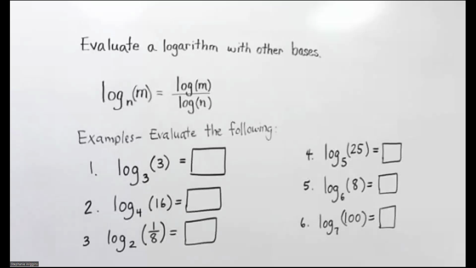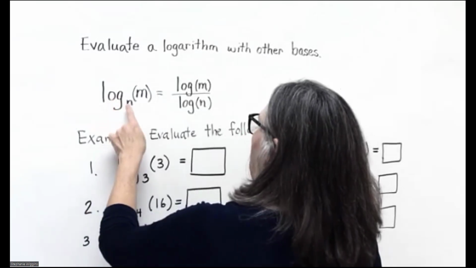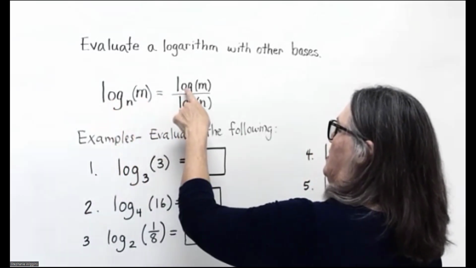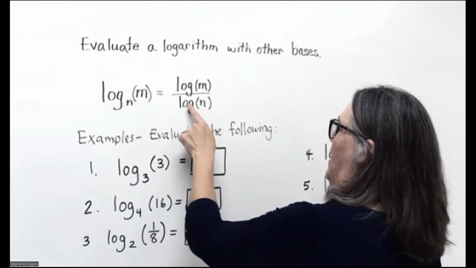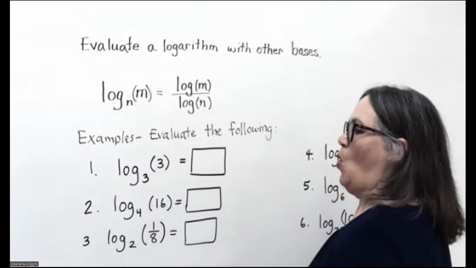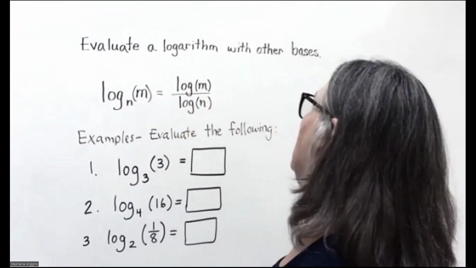Here we're evaluating logarithms with other bases. And there's a formula you can use that works really well on your calculator. Basically, log base n of m is the common log of m divided by the common log of n. Or you could even use the natural log.